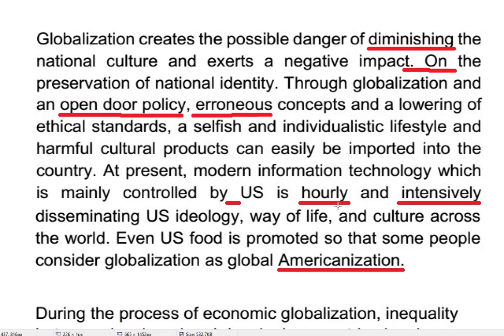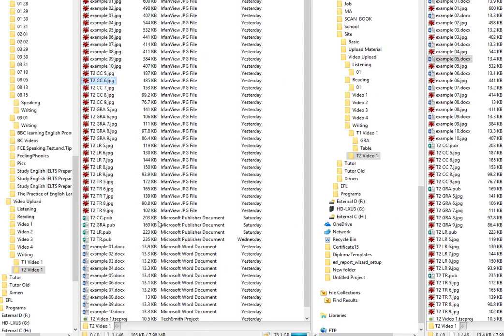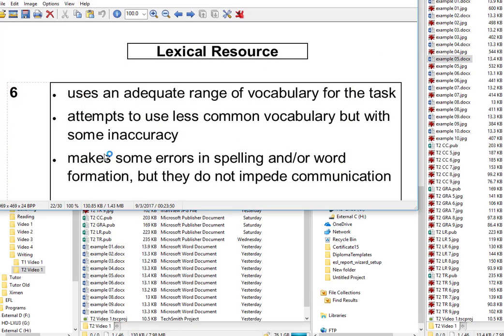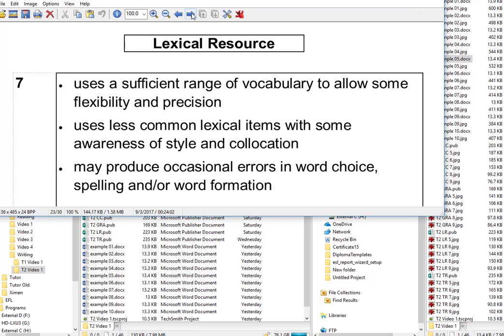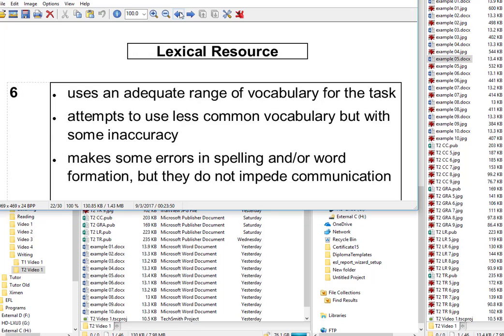Okay, so definitely some phrases or words are used inaccurately. I think too many to give him or her a 7. Occasional errors in word choice. See, the problem here is occasional. I think it's more than just occasional. So for lexical resources, 6 is probably a good score.